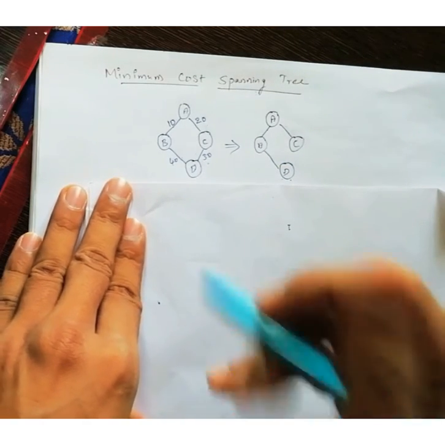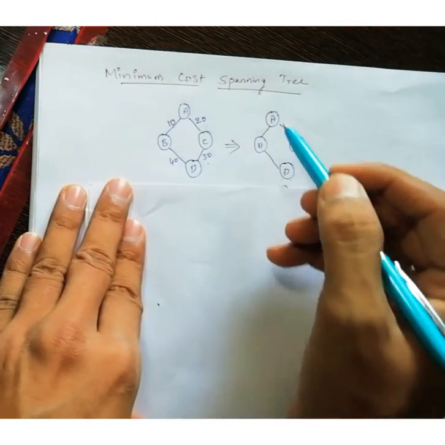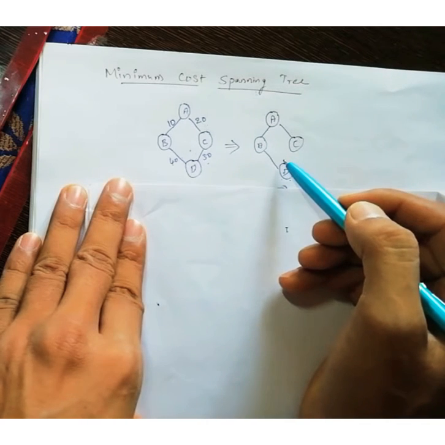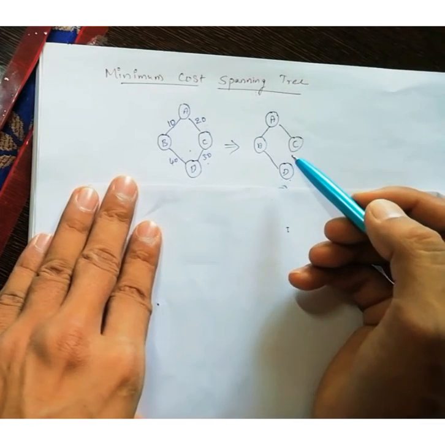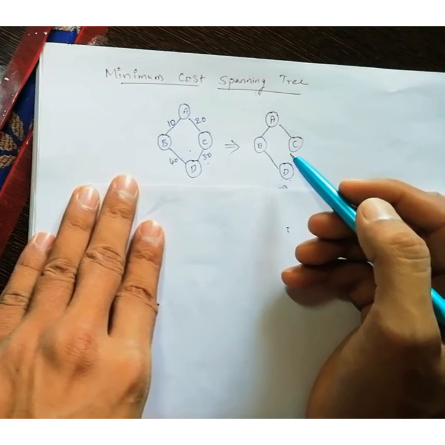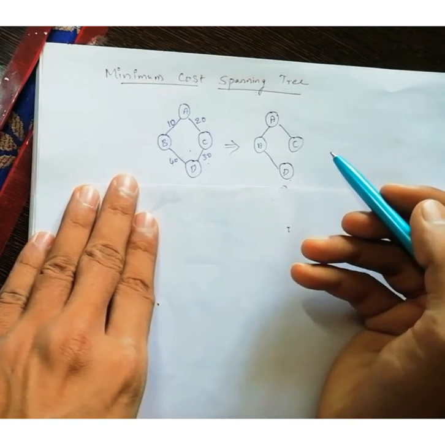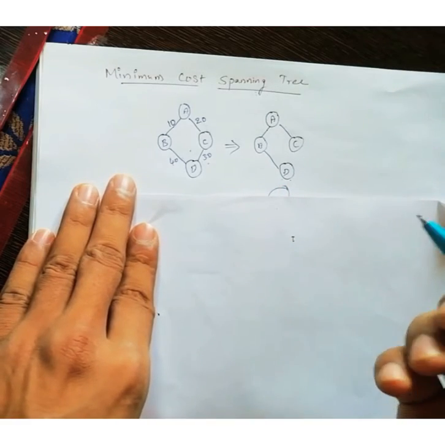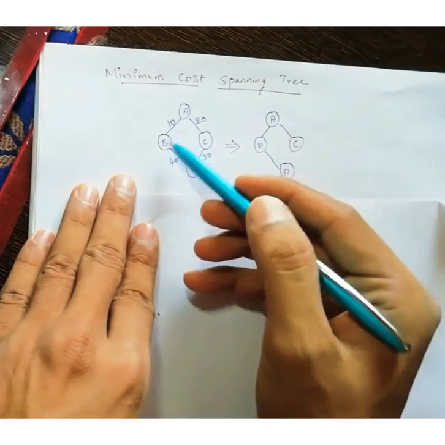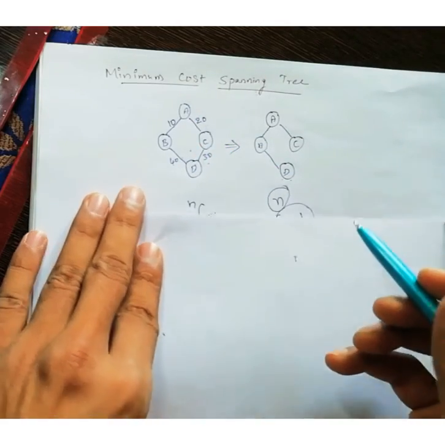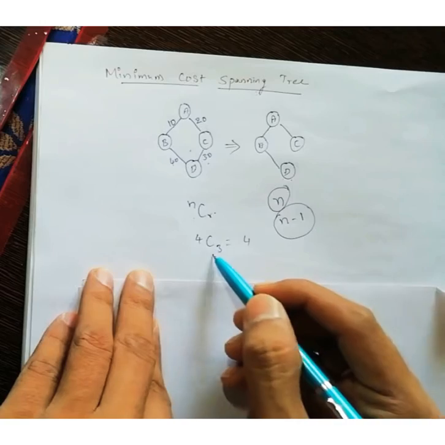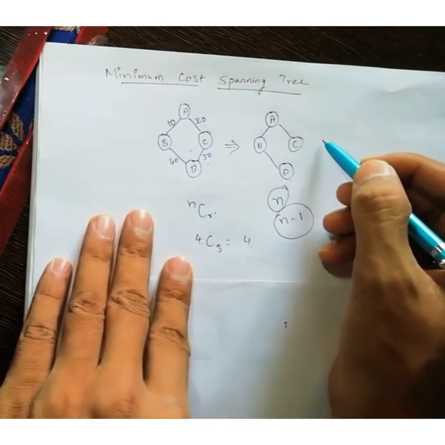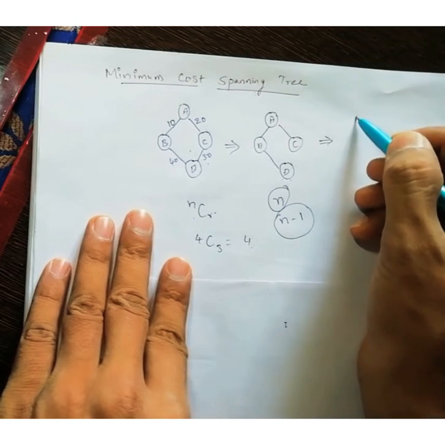Now what is the minimum cost spanning tree? By using this graph I can form many spanning trees. Many means, by using the formula nCr, as you know from probability, that means 4C3. R is the number of edges and n is the number of vertices. So 4C3 means 4 spanning trees you can form. The first one is this one. Next I can form like this also.